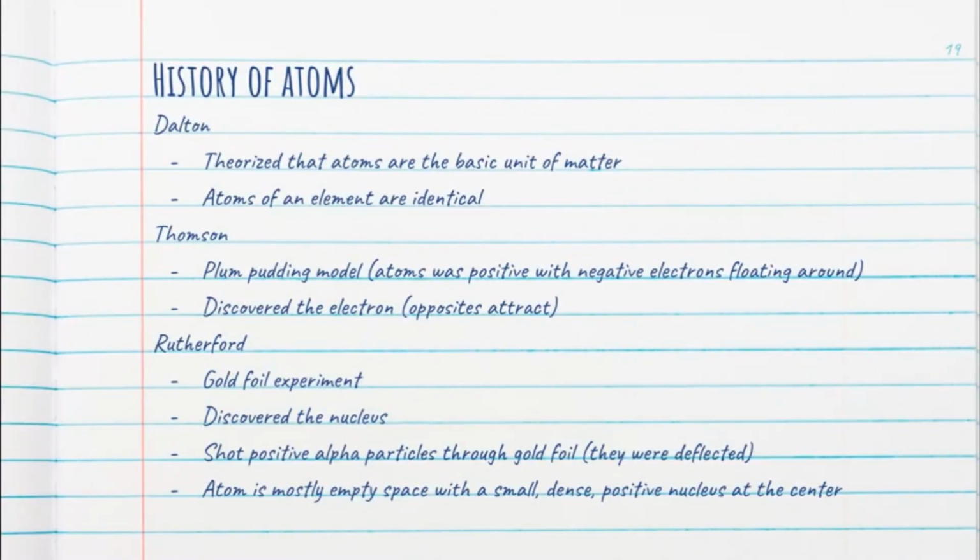Moving on to the history of atoms, Dalton theorized that atoms are the basic unit of matter and that atoms of an element are identical. Thomson introduced the plum pudding model. Atoms are positive and negative electrons float around. He also discovered the electron. Rutherford conducted the gold foil experiment, which discovered the nucleus. He shot positive alpha particles through gold foil and they were deflected. So this concluded that the atom is mostly empty space with a small, dense, positive nucleus at the center.